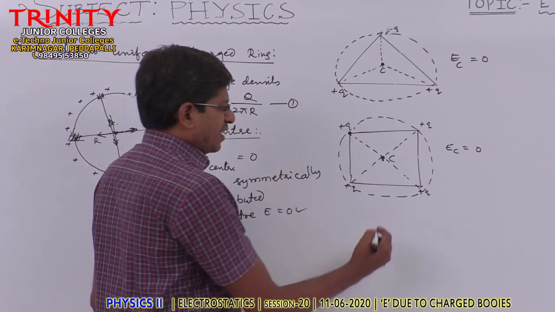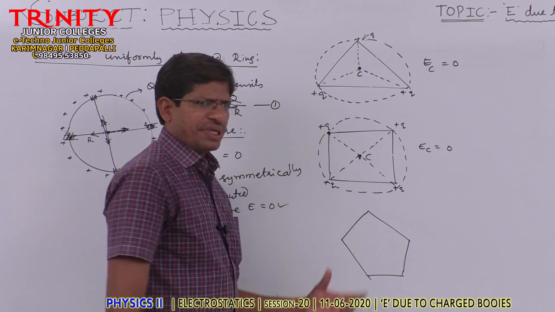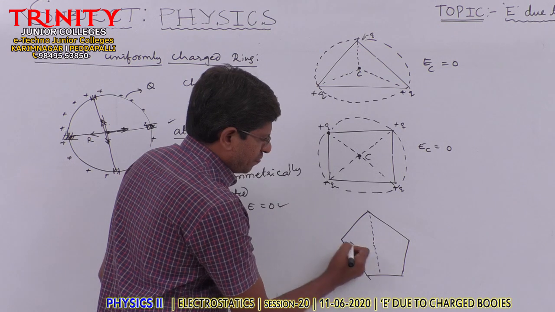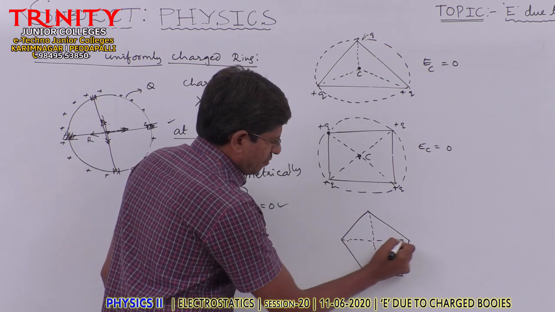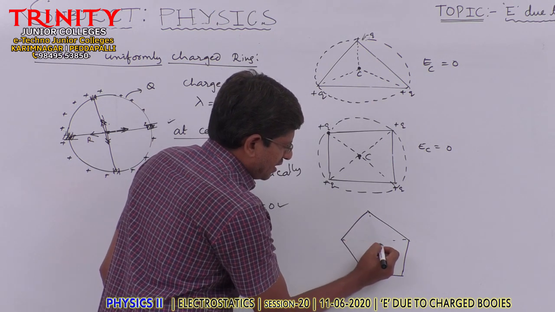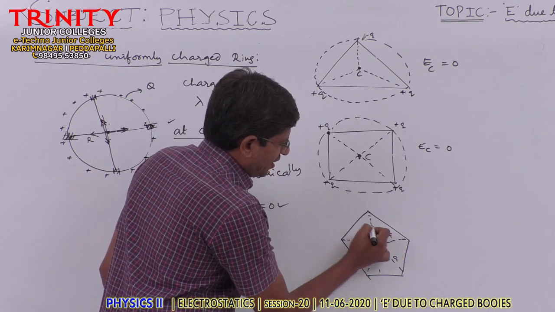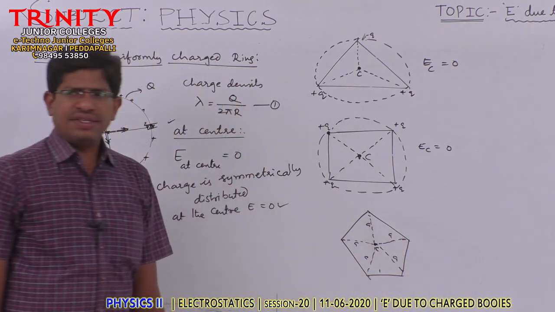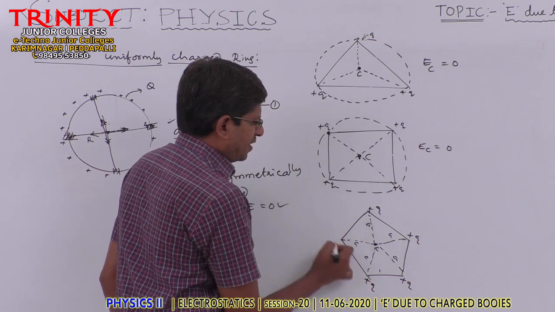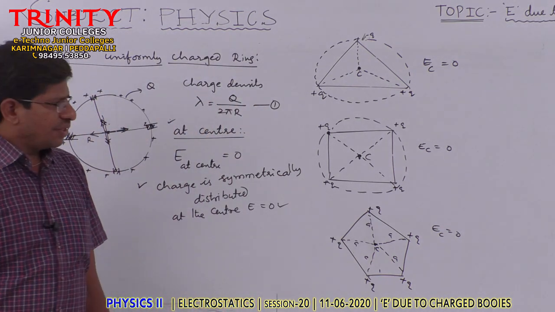And not only this, any regular polygon, suppose you take a regular pentagon here, at the center here, wherever all of them meet, you can just take some center here that is equidistant from all of them. Let us suppose this is the center. Again you can say at the center, that means you have taken charges at the vertices of this regular pentagon, E at C is again 0.